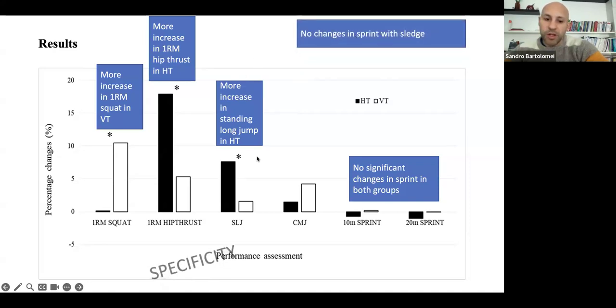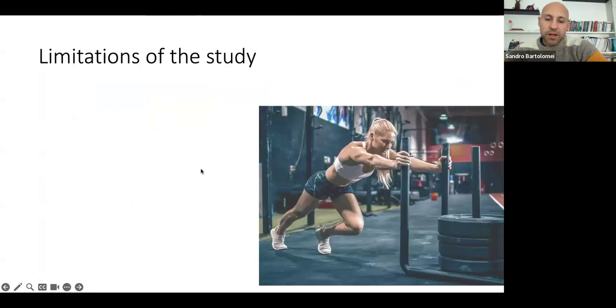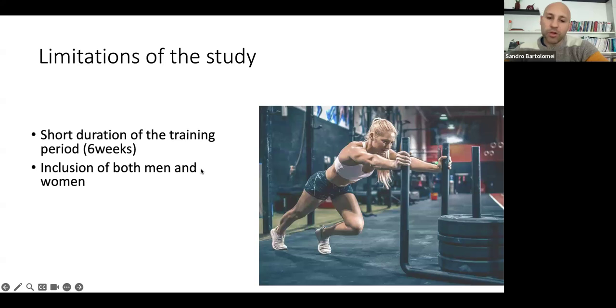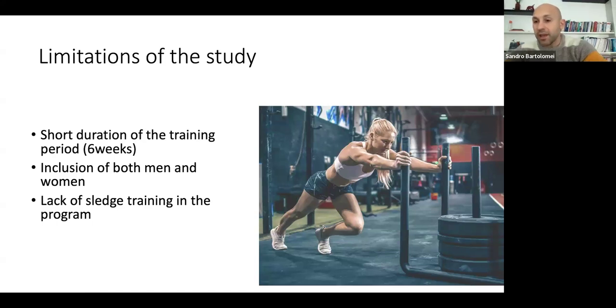So no change in sprints, specificity. Limitations of the study, we already talked about that. Inclusion of both men and women, short duration, lack of sledge training in the program. So we didn't obtain improvement in sledge. However, we also didn't include the sledge in the training program. So that is another limitation.